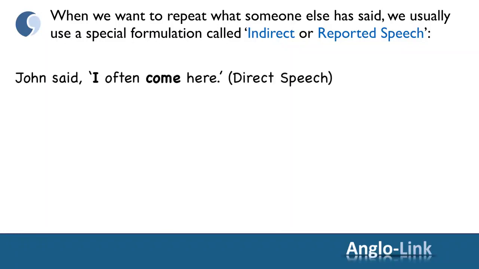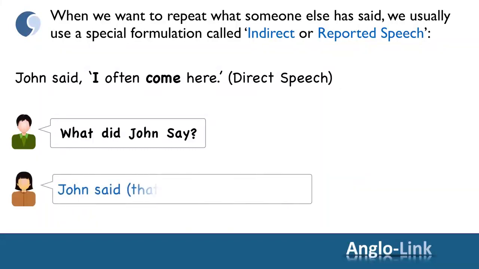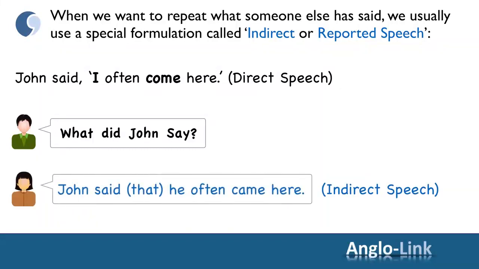John said, "I often come here." This is direct speech. We've put John's exact words in speech marks. Now, in answer to the question, "What did John say?" we must switch to indirect speech. John said he often came here, or John said that he often came here.